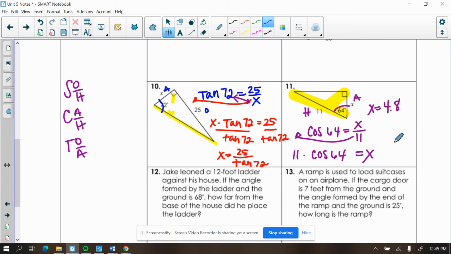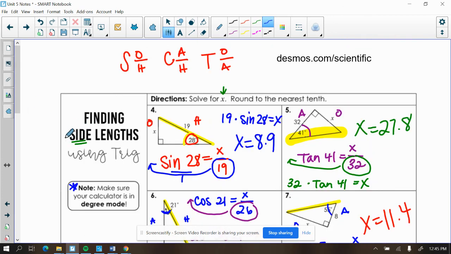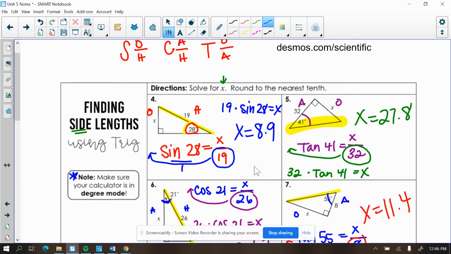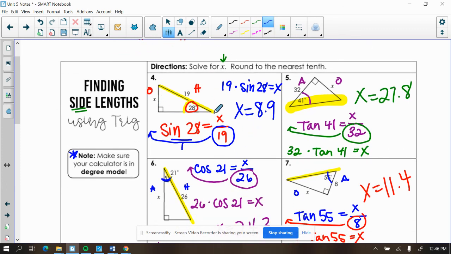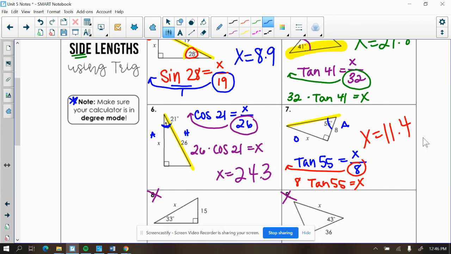All right, that's all we're going to talk about today. We will talk about word problems later on in the unit, but right now, finding those missing side lengths, just making sure that we really remember these sine, cosine, and tangent and how we would set them up, marking that hypotenuse and that opposite of the hypotenuse, or the adjacent and the opposite side, knowing which trig ratio we're going to use, and then using that calculator to find the side.